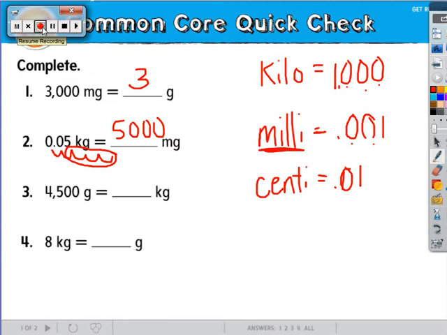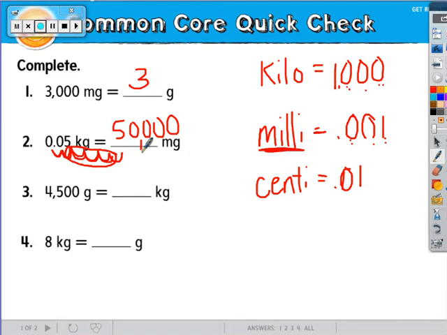Okay, so I messed up because we talked 1, 2, 3, and then we only counted the zeros here, but because this is after the decimal, we need to count that as a 0 too. So there should have been 6 zeros, which means we go 1, 2, 3, 4, 5, and one more. So that's going to give us 50,000 milligrams.